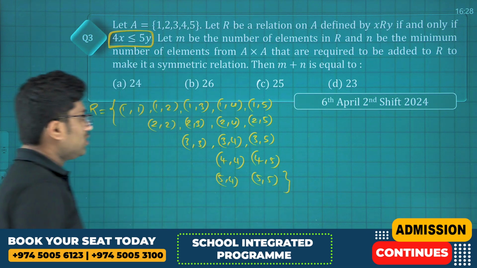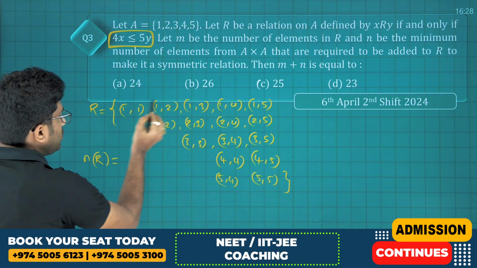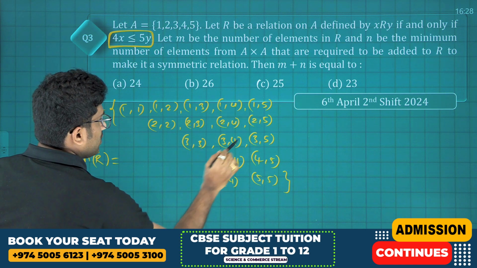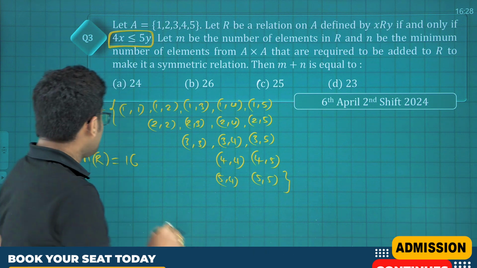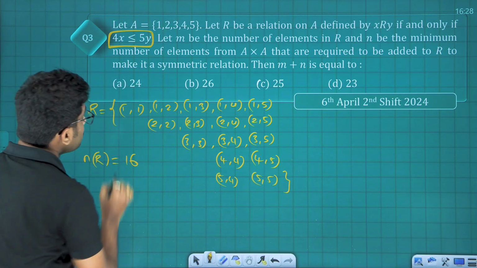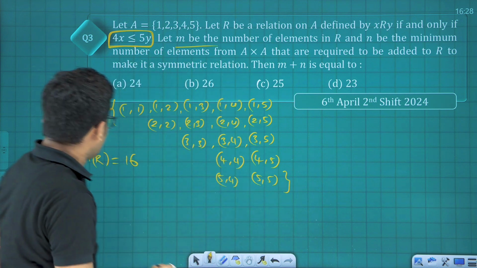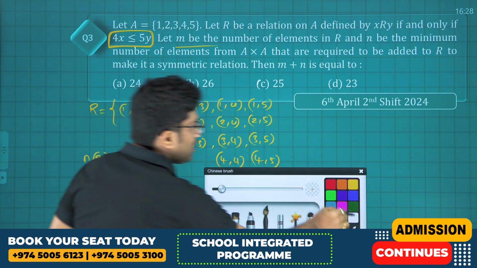So how many ordered pairs do we have in total? The number of elements in R is 1, 2, 3, 4, 5, 6, 7, 8, 9, 10, 11, 12, 13, 14, 15, 16. So 16 elements we have. M is the number of elements in R, so M is equal to 16. We got the M value, friends. Clear? Now what is N?